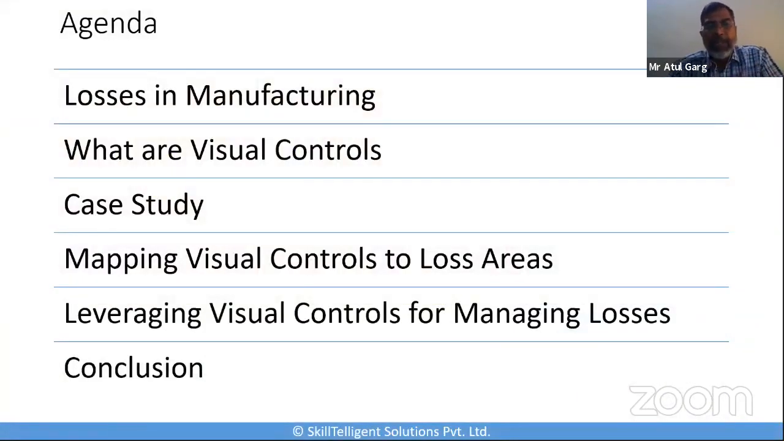Our discussion topics today are, number one, what are the big losses in manufacturing? Second, what are the visual controls? Third, we will also take a case study and discuss that. Over a period of time, we have found that case studies actually help in understanding the topic better. We will also talk about how you map the visual controls to loss areas and how you leverage the visual controls for managing the losses.